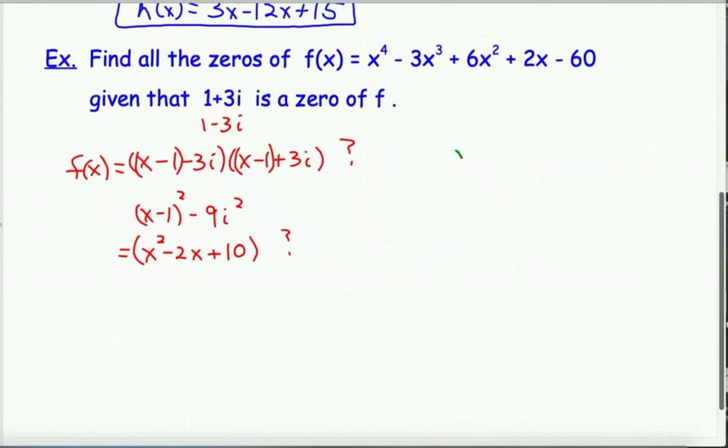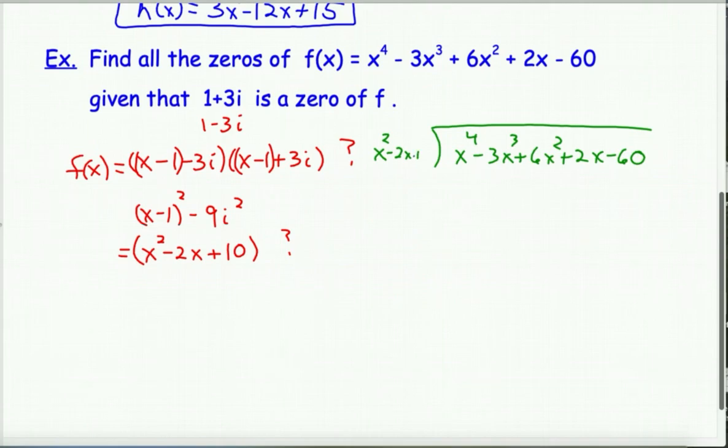So let's see, we have x to the 4th minus 3x cubed plus 6x squared plus 2x minus 60. Notice we're not missing any powers. And then I have x squared minus 2x plus 10. And when I divide that, I'm going to get an x squared, which gives me an x to the 4th minus 2x cubed plus 10x squared. Subtract, negative 3 plus 2 is negative 1x cubed, minus 4x squared, bring down the 2x.